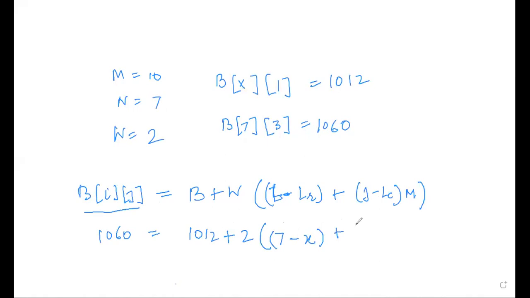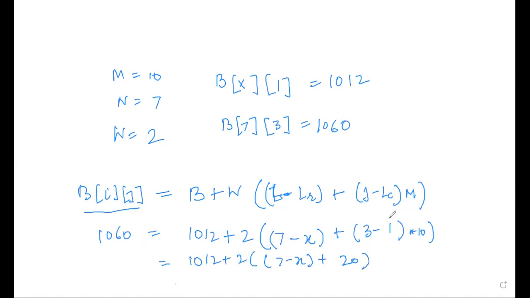Okay. Plus J is 3 minus 1, which is the lower bound of the column, multiplied by the number of rows, which is 10. And then we calculate the value, which is 1012 plus 2 multiplied by 7 minus X plus 20.